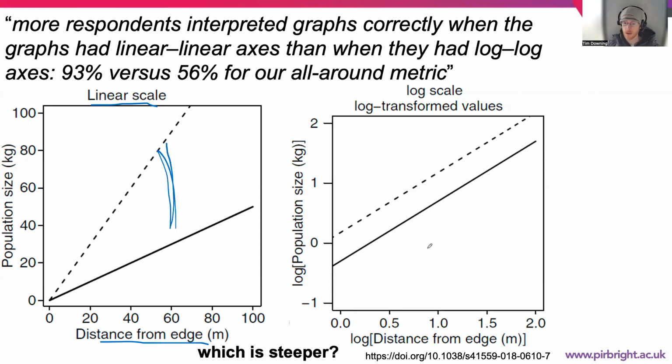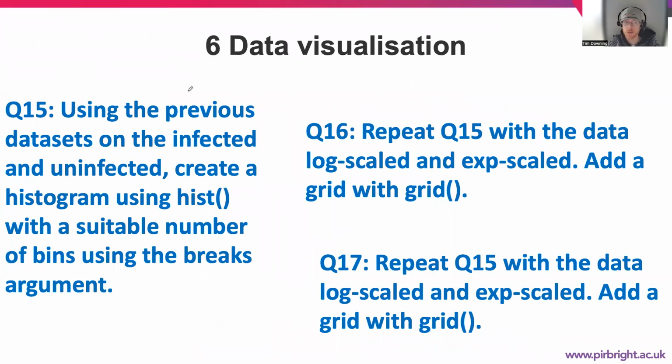So the studies, like the one shown here, suggest that many readers interpret graphs correctly when the graphs are linear, but when they're log, only 50% can understand them well. So be careful with data transformations when you're representing data, and there's a legacy of studies that have mistransformed their data. So using the previous data sets on the infected and uninfected cattle, create a histogram using the function hist with a suitable number of bins using the breaks argument that you can put inside hist.